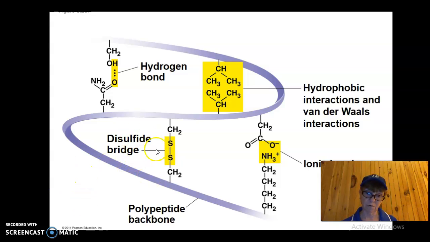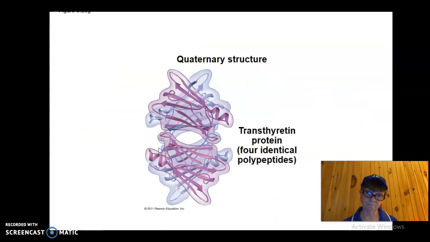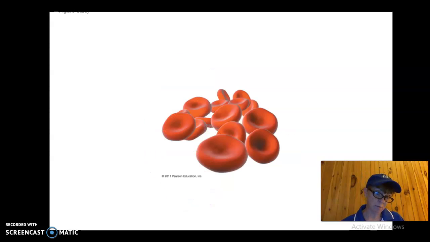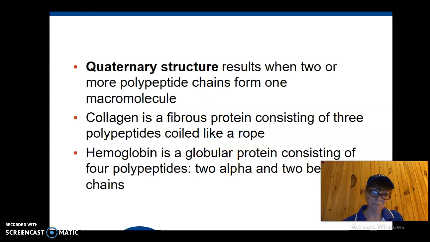Here again, we have our S's. So here we have a quaternary, and again, you can have those in either your fibrous or globular proteins, but they're 4 identical polypeptides that have been folded one on top of each other. An example of that is red blood cells. So collagen is one of those, hemoglobin again.